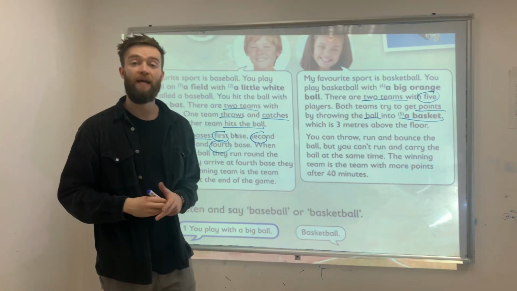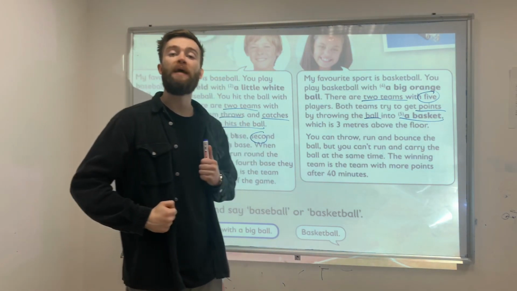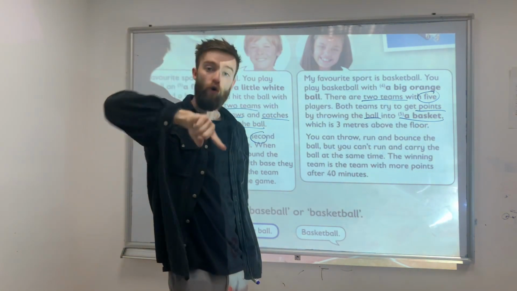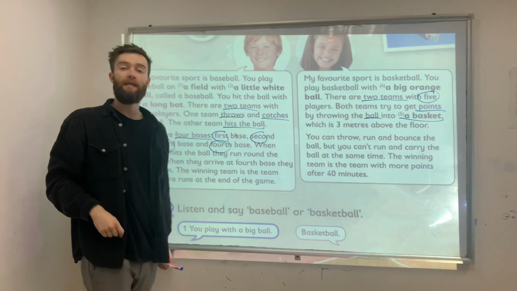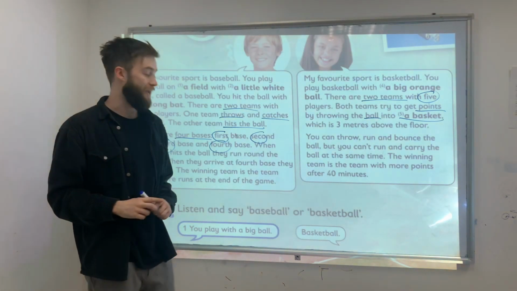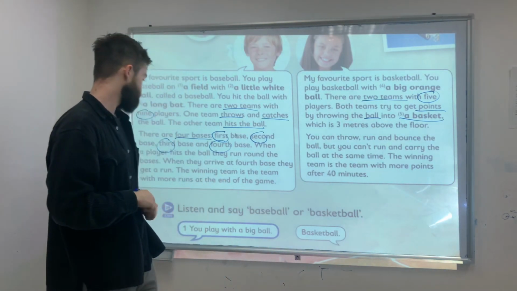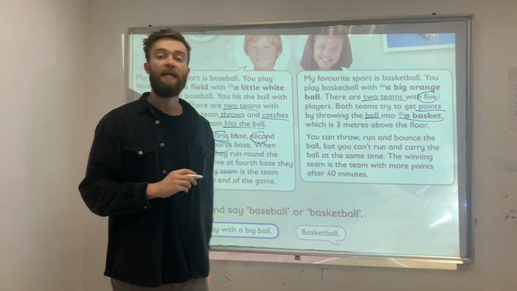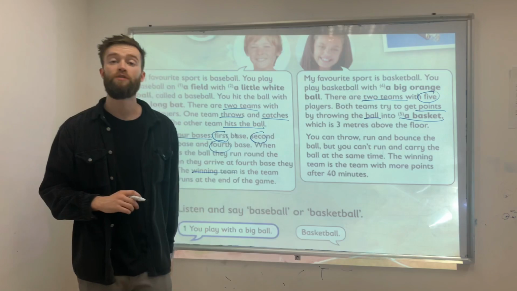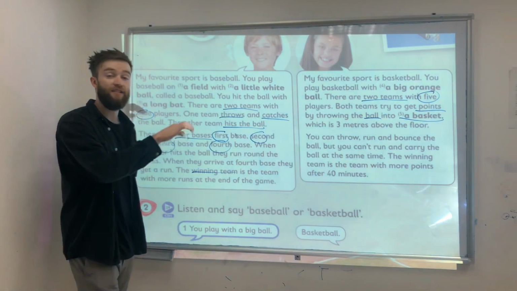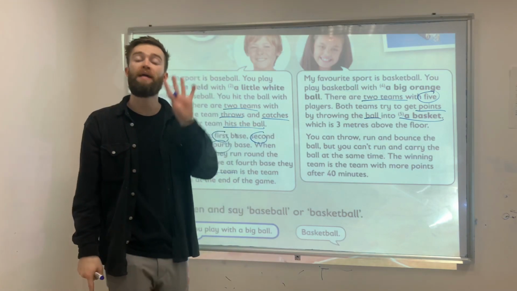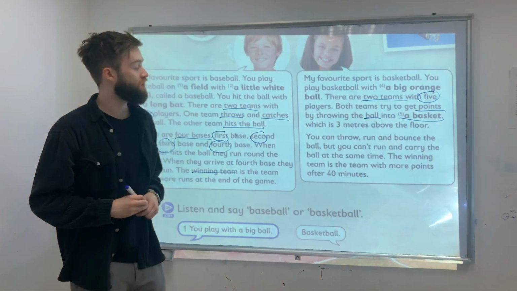When the player reaches fourth base, when the player runs round to fourth base, they get a point. They get a point, okay? The winning team in baseball is the team with the most points. The team who has run around the field to fourth base the most times.